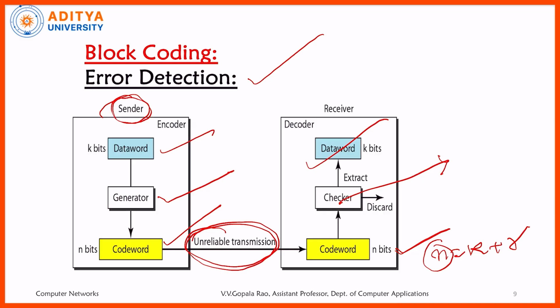Sometimes an error may occur, and you may automatically identify the error in this particular procedure. In that case, the checker will direct the station or receiver not to extract the data. It is automatically going to discard the data. So, this is a small flow chart showing how the data word is clubbed with the redundant bits, what the role of a code word is, and how the receiver finally decides whether to allow or discard the data at its end.